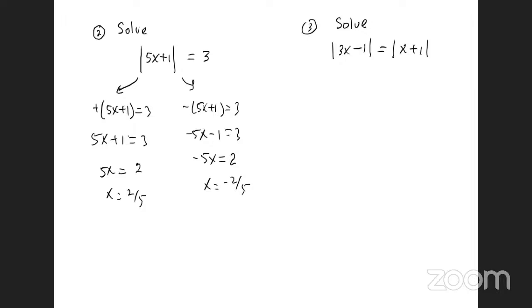Number 3, again, if you square both sides, you should get the same answer. Now, if you're using the rule, all you have to do is this. Work out 3x minus 1 is x plus 1, where both of them are positive. And then work out 3x minus 1 by x plus 1, where one is negative.